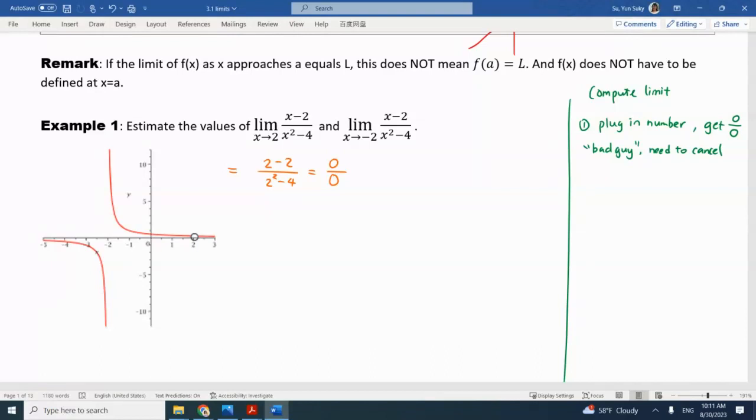If you plug in a number and you get a nice number like 5 or 12 over 7, if you get a good number, that's good. But if you get something weird like 0 over 0, that means you need to do more. There is a bad guy. We need to cancel the bad guy. So in this case, step 2: when you see 0 over 0, it depends on the function. If you see polynomials, let's try to factor the polynomial.